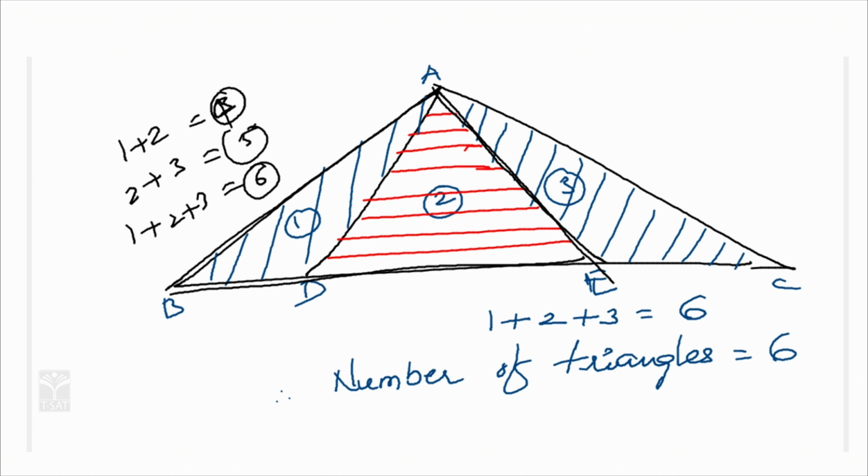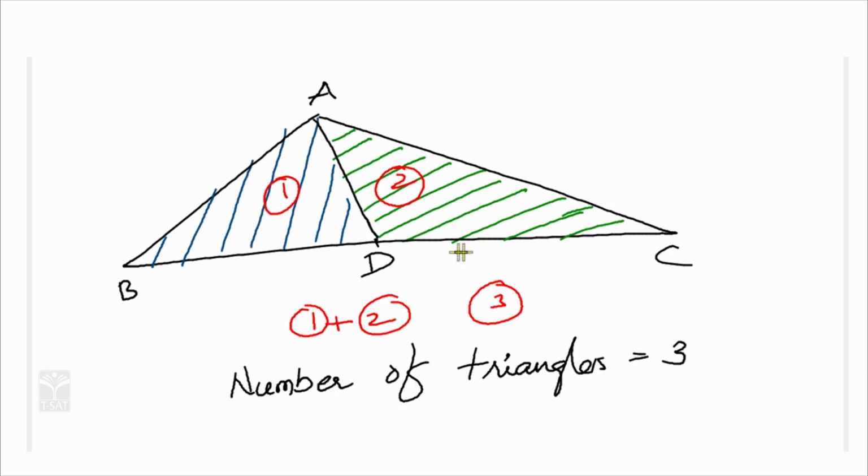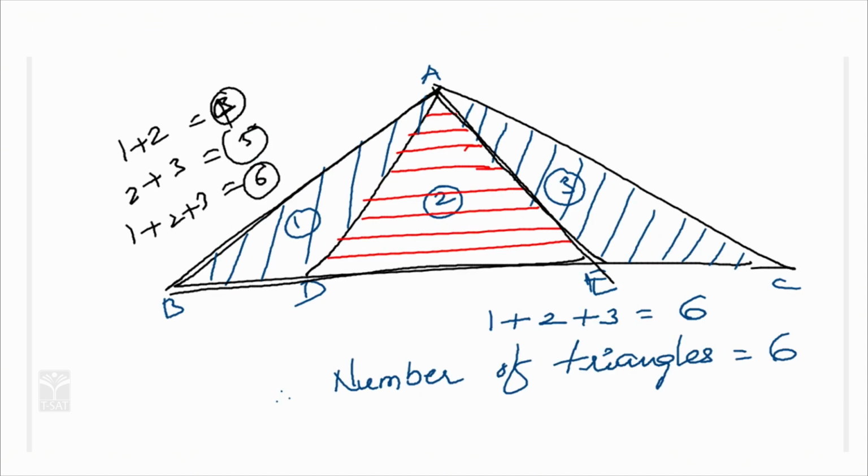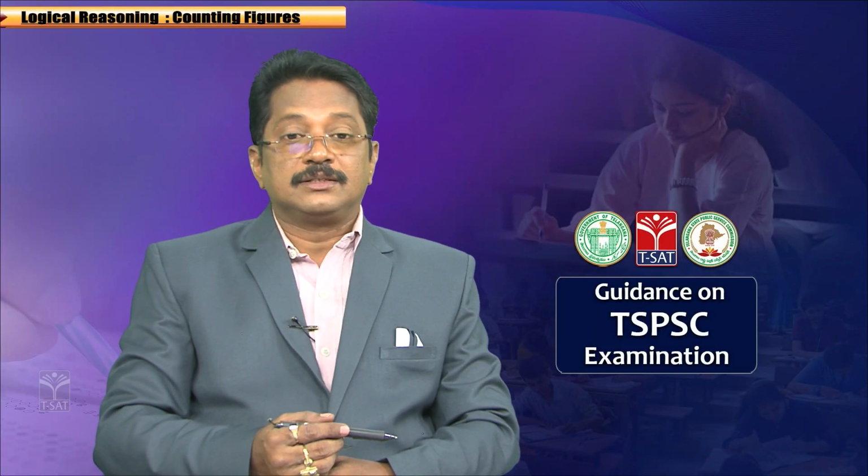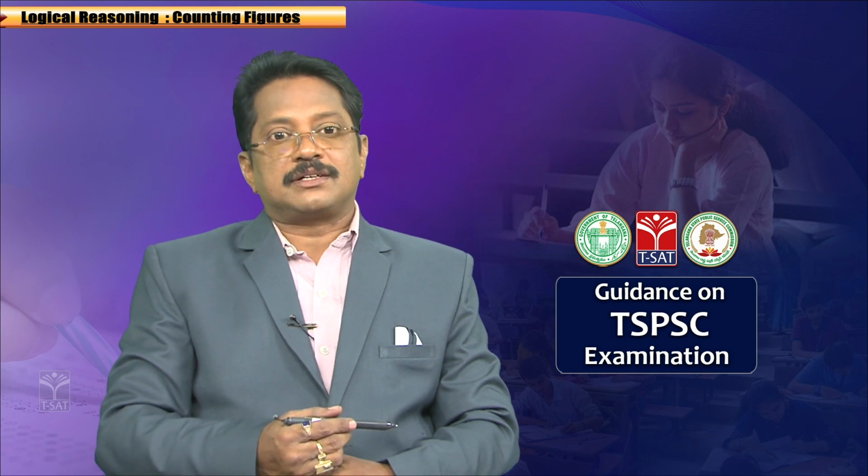Okay, when you observe the previous one, if that base is divided into 2 parts, that is 1 plus 2, which gives 3. Now see this. The base is divided into 3 parts, giving 1 plus 2 plus 3, 6 triangles. Can you get any idea to generalize these things? For example, if the base is divided into 4 parts, what is your expectation?